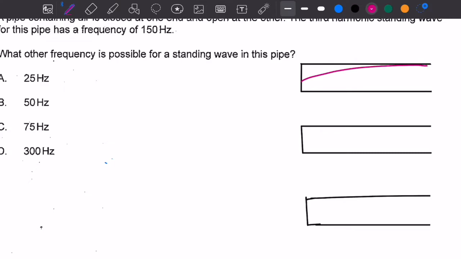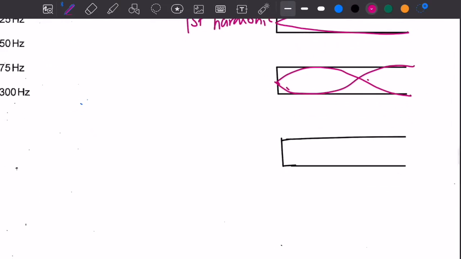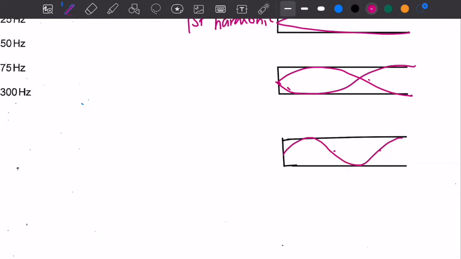So this pattern is called the first harmonic. Then you may develop this pattern. Then there's another pattern which could be produced like this.